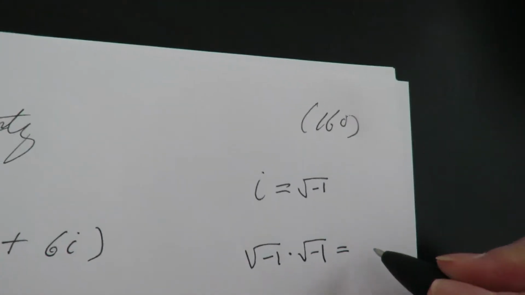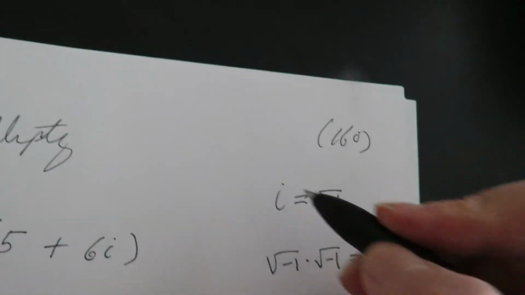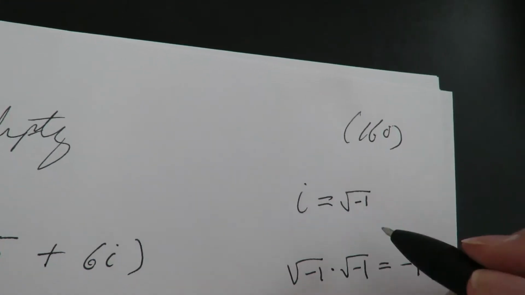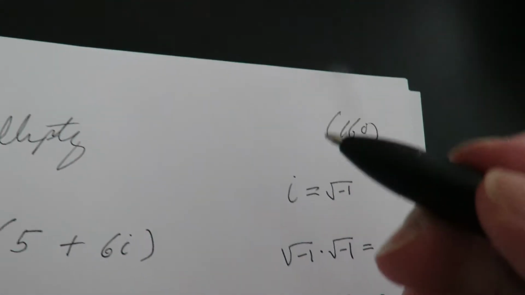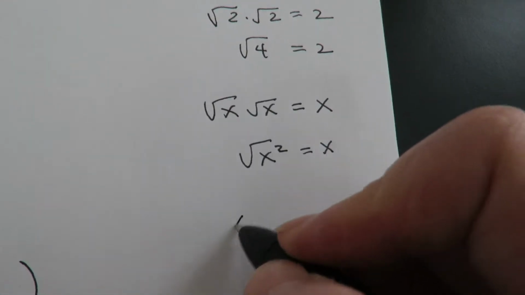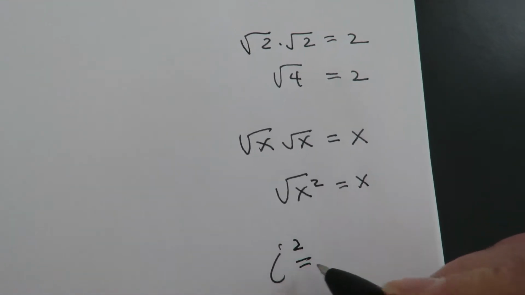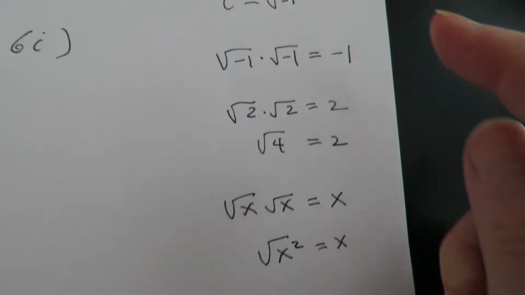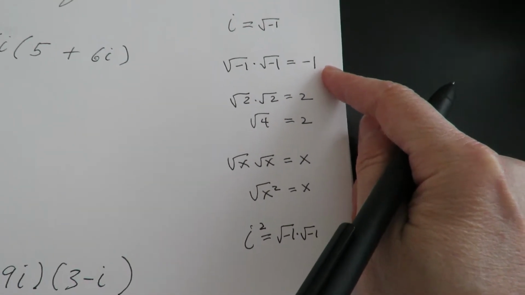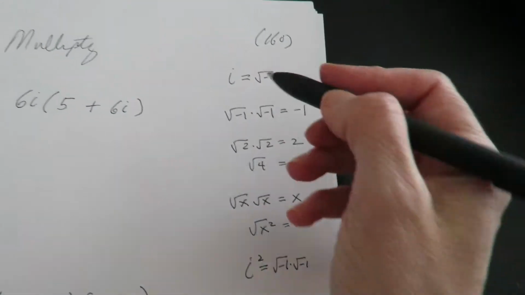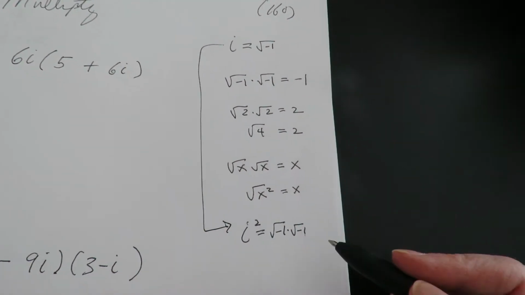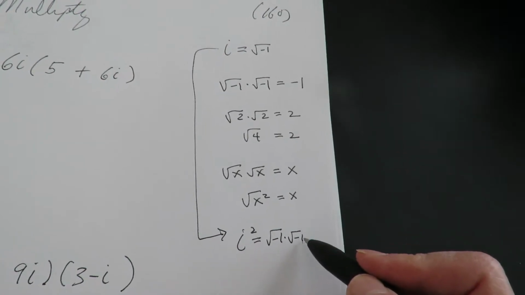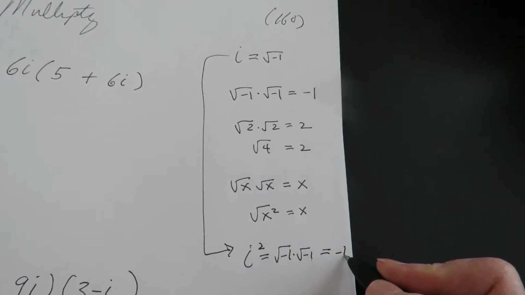2 under, 1 out. So when I have i squared, that means you have radical negative 1 times radical negative 1, and we just talked about what that was. You have 2 of these. So 2 under, 1 out.